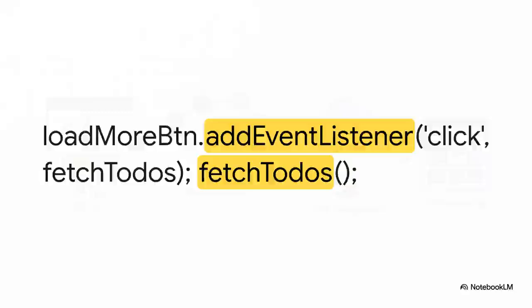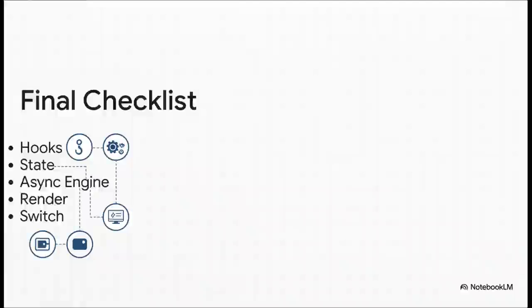The event listener stands guard indefinitely, just waiting for the user to physically click the button to load more items. But that standalone fetchTodos call at the very bottom, that's our initial spark. It automatically triggers the first load of data the exact millisecond the script runs, which guarantees the user doesn't just load into a totally blank screen. And just like that, our mental assembly line is fully operational.